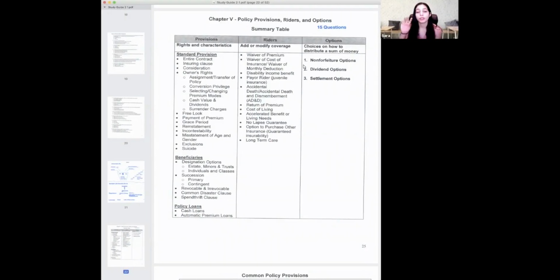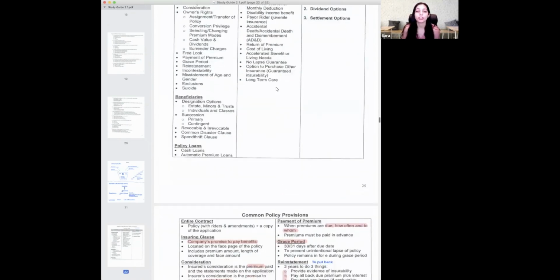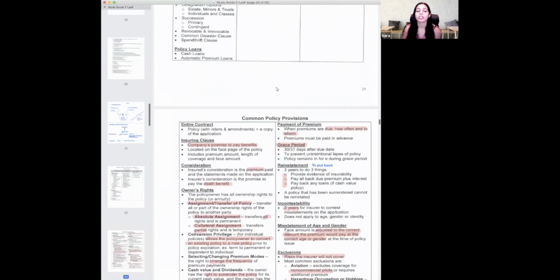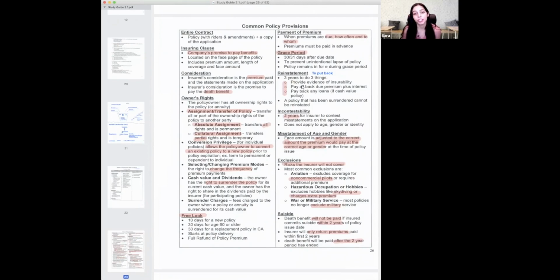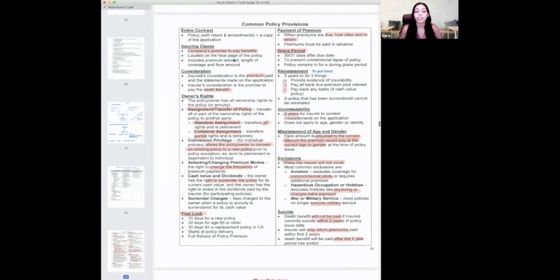Chapter 5 has 3 sections: provisions, riders, and options. So we're going to go ahead and go into Section 1, which is common policy provisions. The first thing is the entire contract. It's just everything in the contract plus a copy of the application.